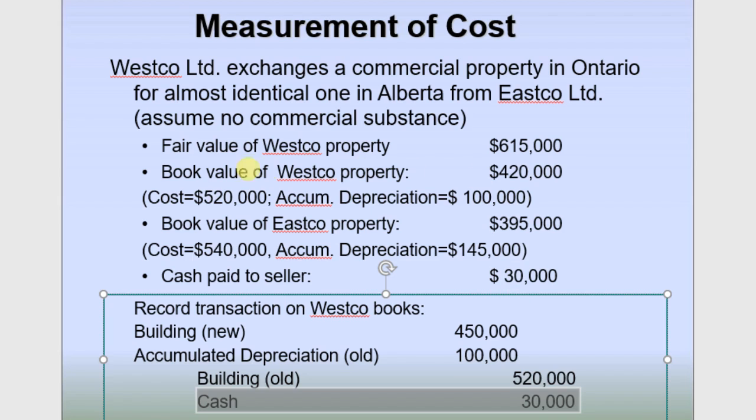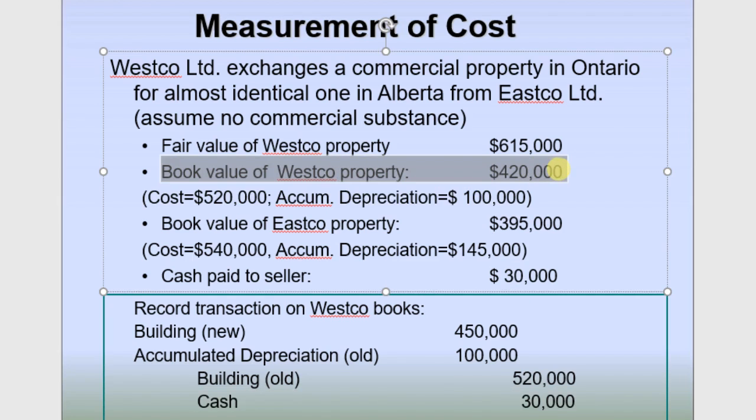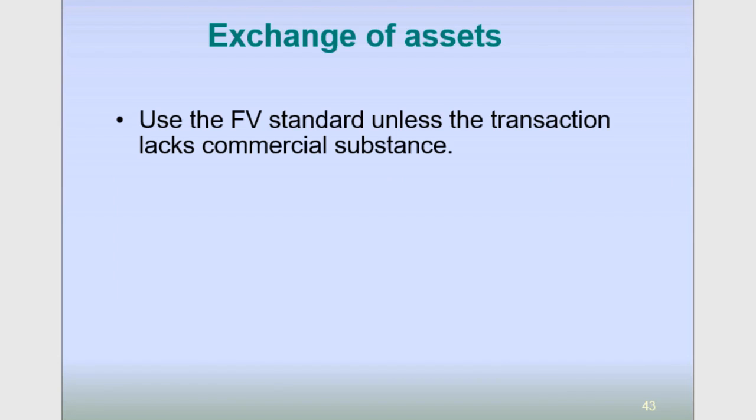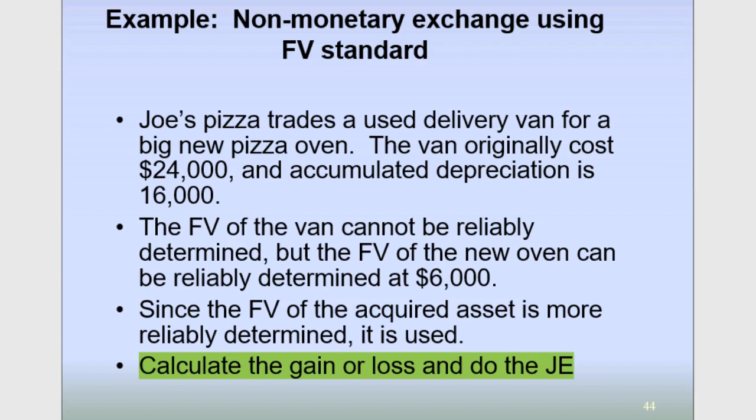Just to make sure, we're going to take the book value of the property we're giving up. We're going to add the $30,000 cash that we're paying, and that's the $450,000 debit to the building that we just traded for, the building in Alberta. Okay, so this is our example here of no commercial substance. So again, we're going to use the fair value standard though, unless there is no commercial substance. So let's look at this one, and we're going to do basically this example and this example.